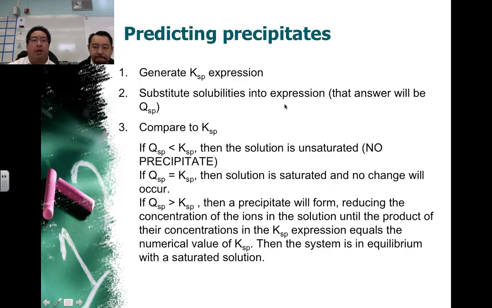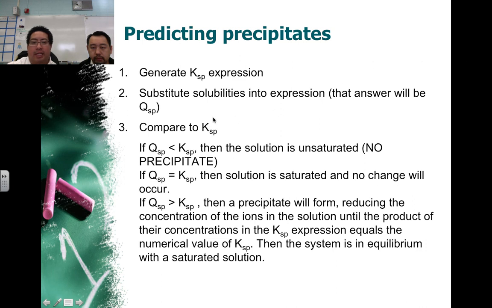We can also predict whether or not a precipitate would form using KSPs. The way we would do that is we generate our KSP expressions, and then we would put our given solubilities, our concentrations, into the expression.